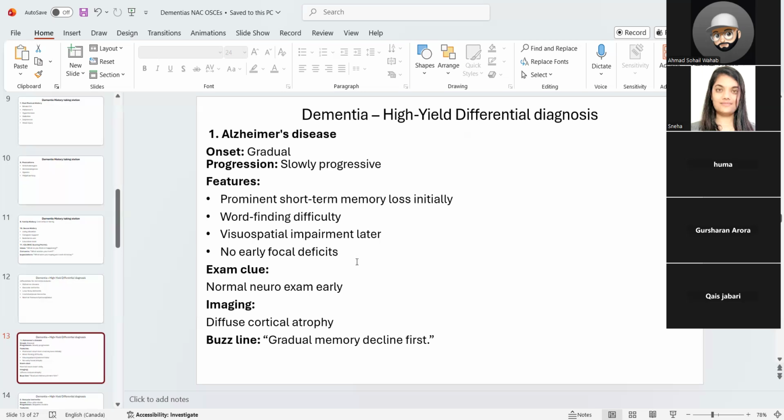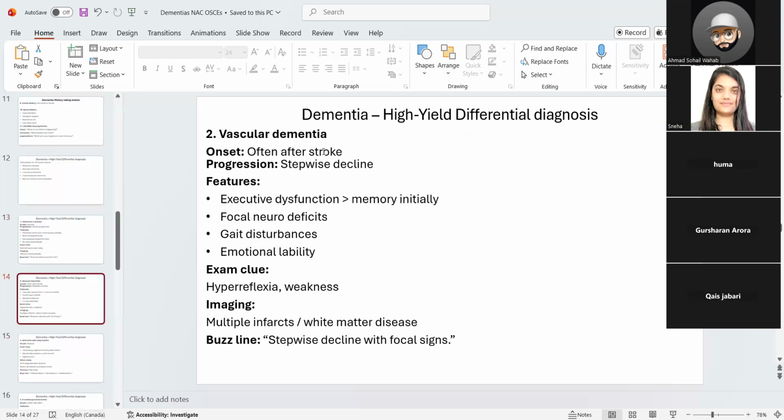For exam, remember a patient's normal neurological exam points towards Alzheimer's disease. In imaging, you may see diffuse cortical atrophy, but there may not be any specific findings on neuroimaging. Buzz line to remember: gradual decline, gradual memory decline first. Patient's memory decline was gradual and that memory decline preceded everything else. This is pointing towards Alzheimer's disease.